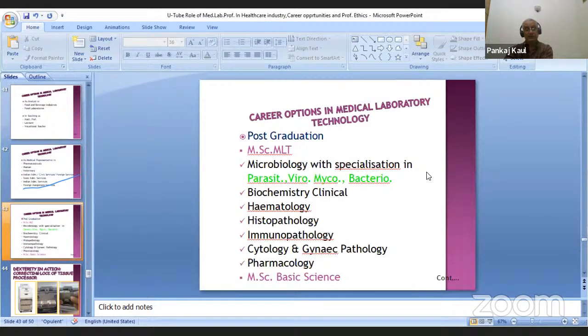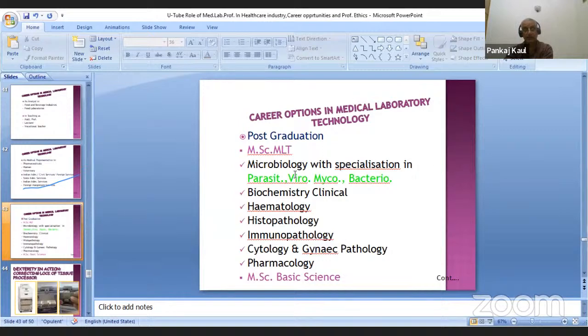If you want to upgrade your education or qualification, you can go in for post graduations like Masters in Medical Lab Technology, or now it has become Medical Lab Sciences. Microbiology with specialization in parasitology, virology, mycology, bacteriology. Biochemistry, you can do clinical biochemistry, hematology, histopathology, immunopathology, cytology, and gynec pathology, pharmacology. There are so many fields available. We can also join Master in Science in Basic Sciences also.